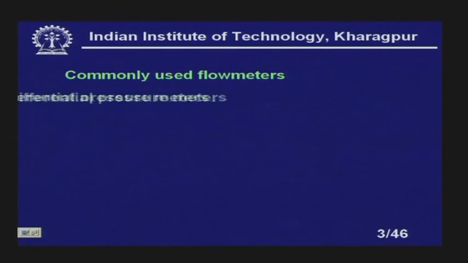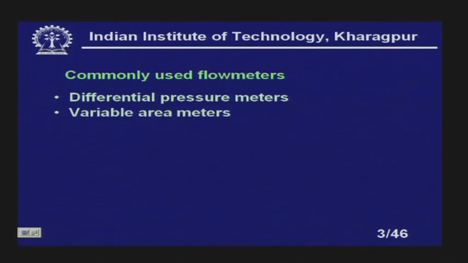Commonly used flow meters are like this. We have the differential pressure flow meter, then we have variable area meters. In the differential pressure flow meters, the most commonly used are the orifice meter and venturi meter, then we have the elbow meter, then the pitot tube. These all depend on the differential pressure. We have variable area meters. One of them is the rotameter, which is very commonly used in the process to get a rough estimate of the flow measurement.